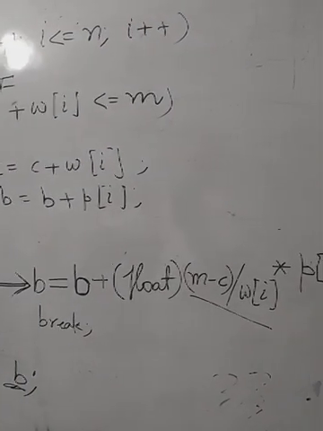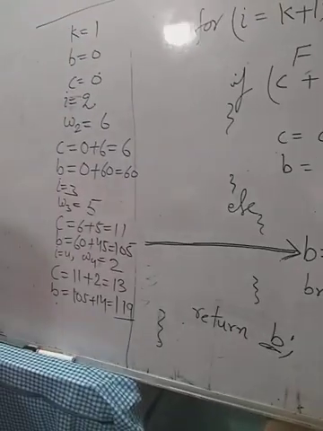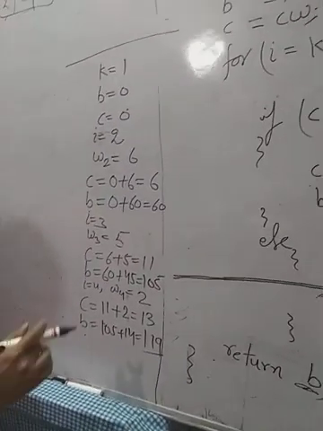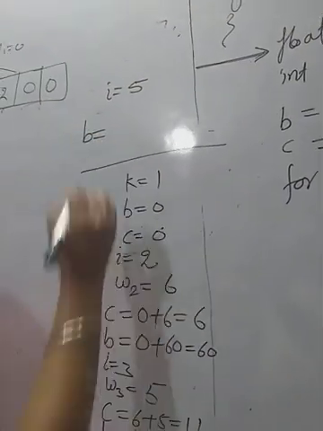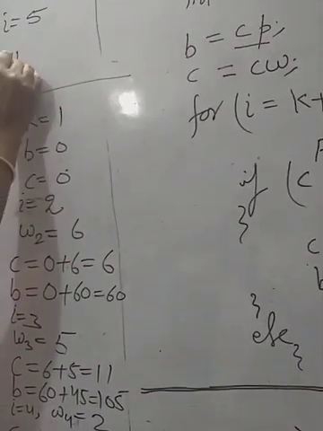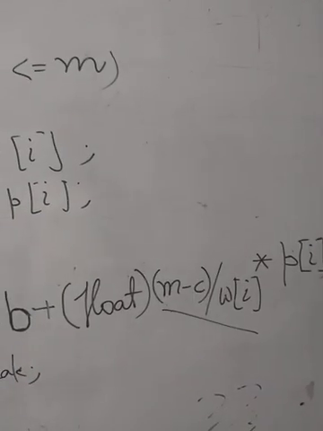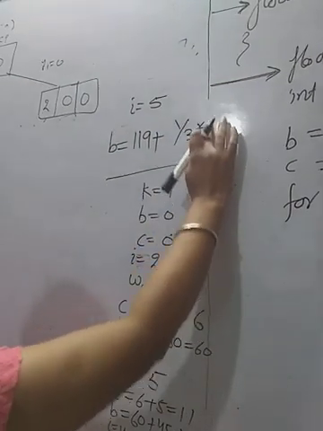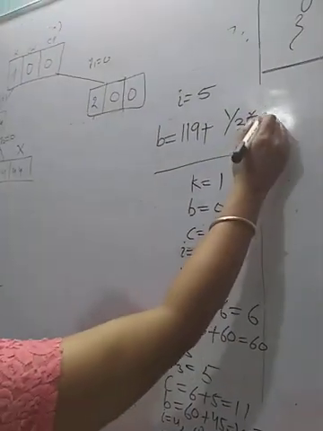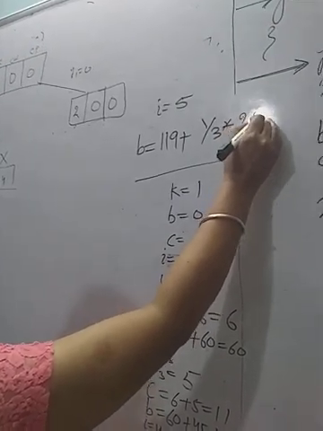The remaining capacity here is 13 and the capacity of the knapsack is 14. So the remaining capacity B is what? 119, and we take the fraction M minus C, 14 minus 13, that is 1. 1 by 3 into Pi. Pi is here what? P5, that is 20.